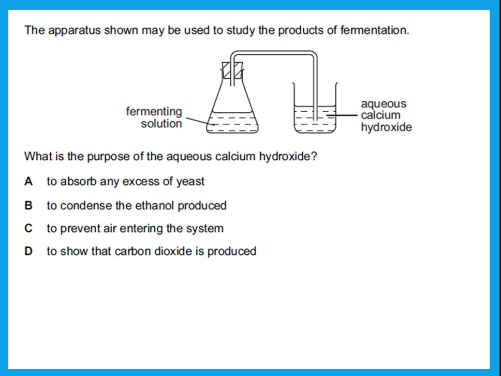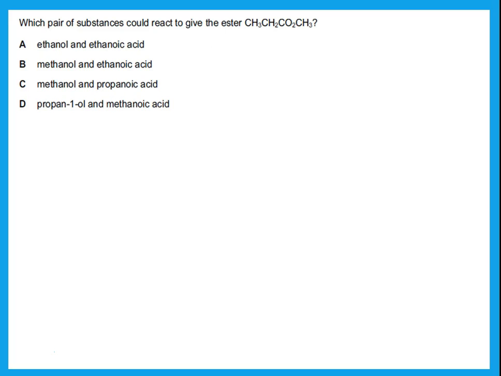It's methane. The apparatus shown may be used to study the products of fermentation. What is the purpose of the aqueous calcium hydroxide? Remember, maybe we haven't mentioned it before, but actually aqueous calcium hydroxide is what we call lime water. So the lime water is to show that carbon dioxide is produced. When the carbon dioxide comes out, it causes the lime water or calcium hydroxide to become milky.